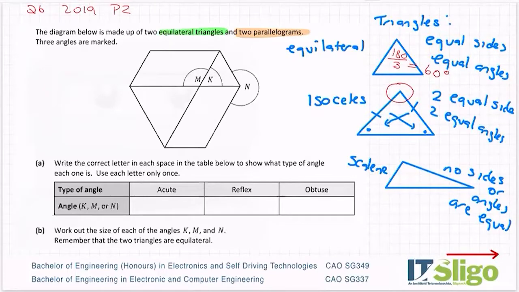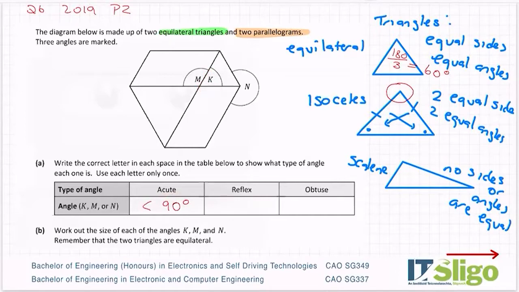Then within any triangle or within any shape, you have a few different types of angles. The three named here are an acute angle, a reflex angle, and an obtuse angle. An acute angle is less than 90 degrees. So it's a small angle, between 0 and 90 degrees. Acute is another word for sharp, so it's a sharp angle.